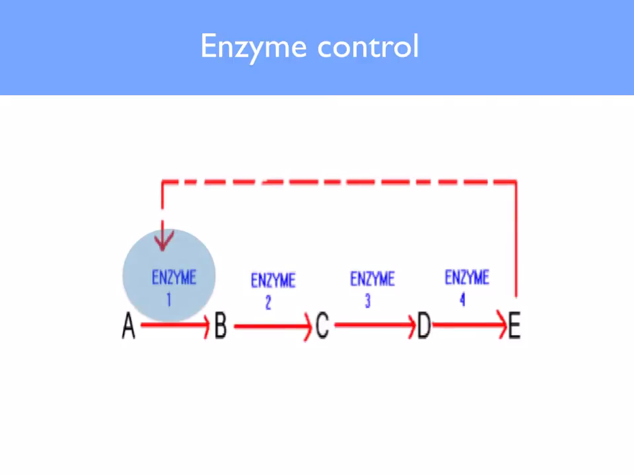So having a look at enzyme 1, because end product E can bind to enzyme 1, we say that enzyme 1 is a regulatory enzyme. It can control the rate of the reaction. So if enzyme 1 is inhibited, will substrate A be converted into product E? No. So enzyme 1 is a regulatory enzyme. And the way that product E and enzyme 1 bind, it's usually by non-competitive inhibition.